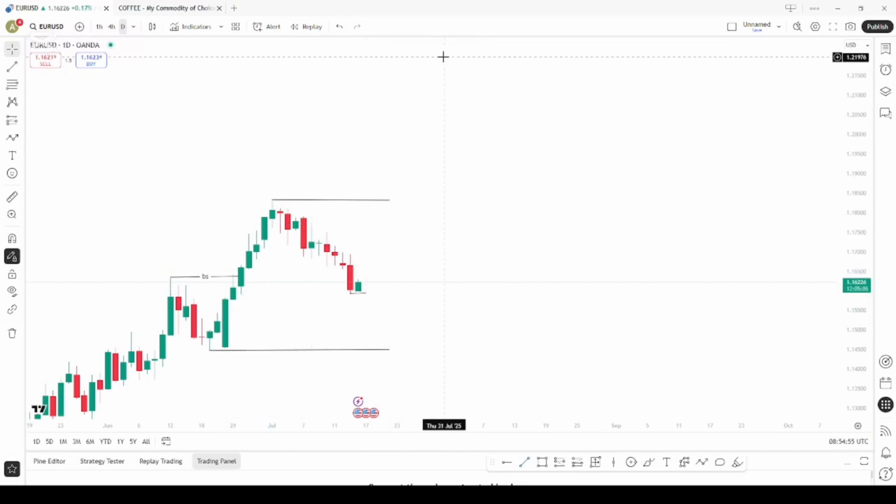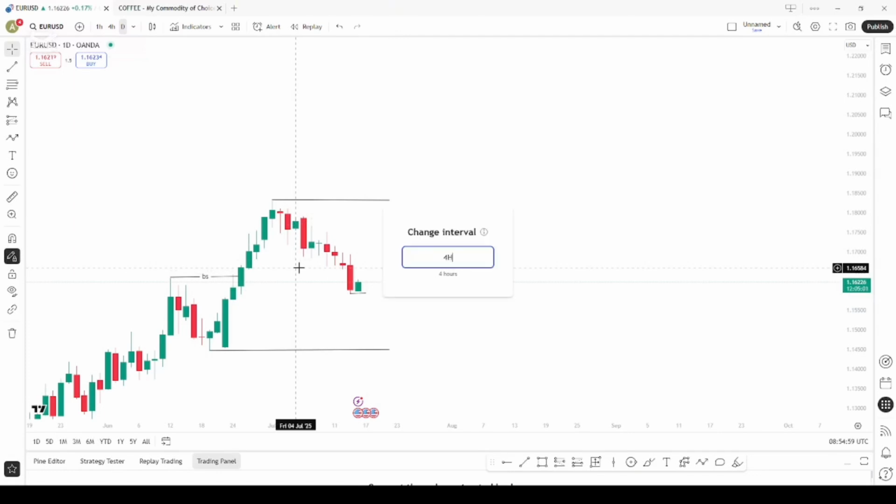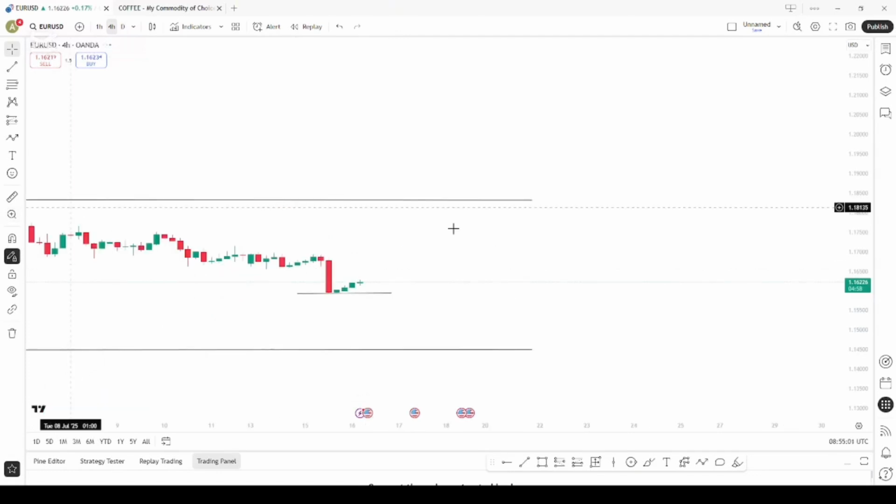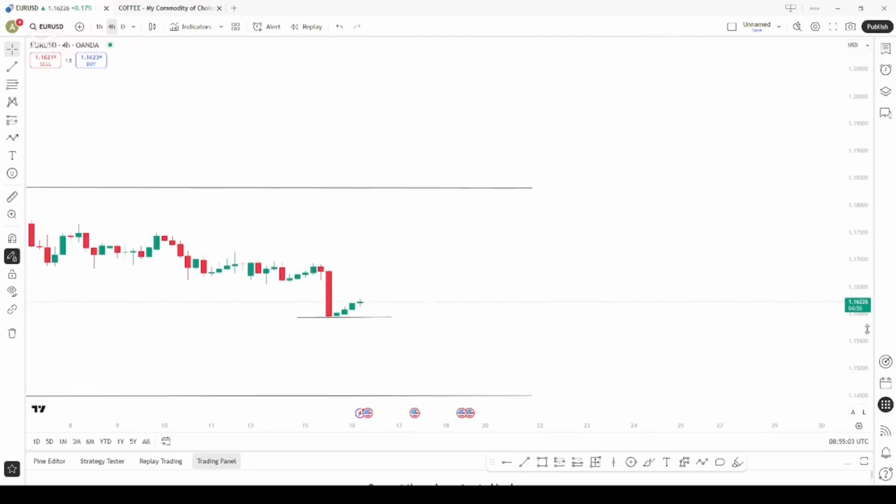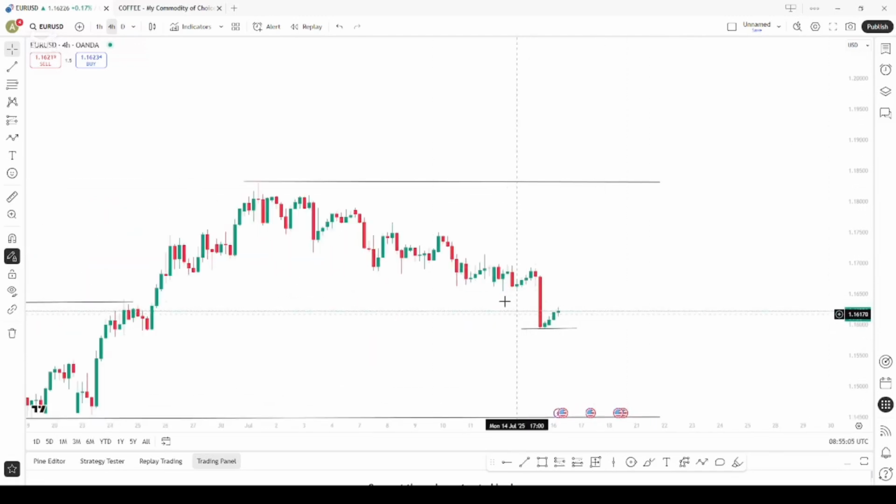Now what do we do? From the daily, automatically I go to H4. Now when it comes to H4, I'm just going to look for momentum. We still want to see where the momentum is. You realize that the momentum is still bearish.